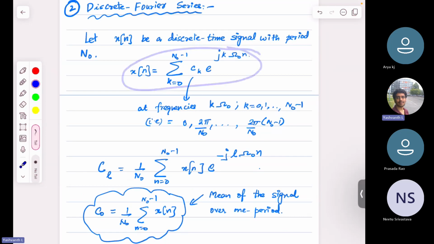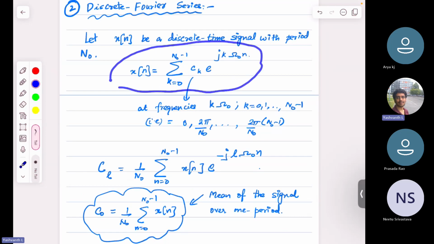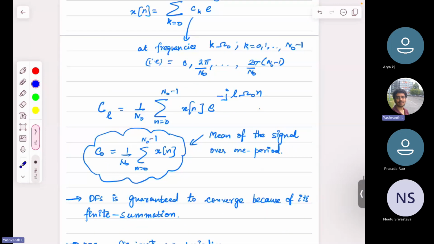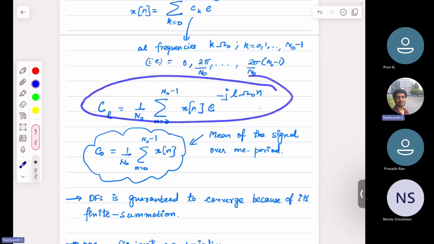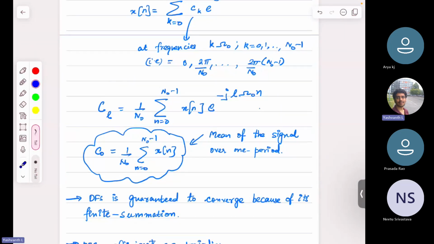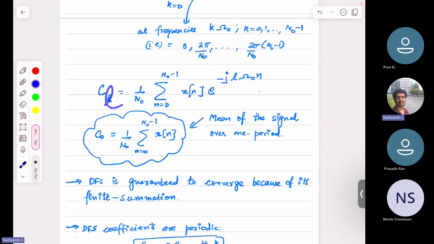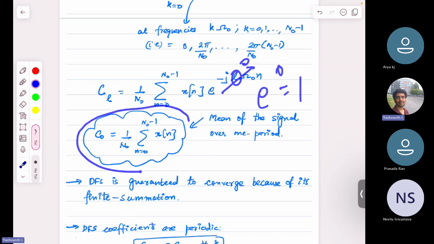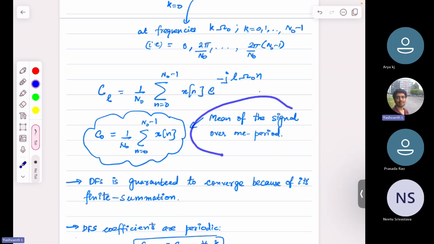If you want to represent the discrete Fourier series, I need to know my Ck, right? Ck is given by this expression. Cl is equal to 1 by N naught, summation n equal to 0 to N naught minus 1, x of n e raised to minus j l omega naught n. For example, if you put l equal to 0 here, then the exponent becomes 0, so e power 0 is equal to 1. So it's just 1 by N naught summation n equal to 0 to N naught minus 1 x of n, which is nothing but the mean of the signal. It is the average of the signal over one period.